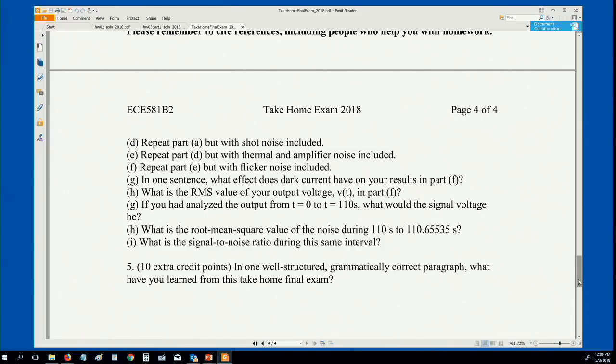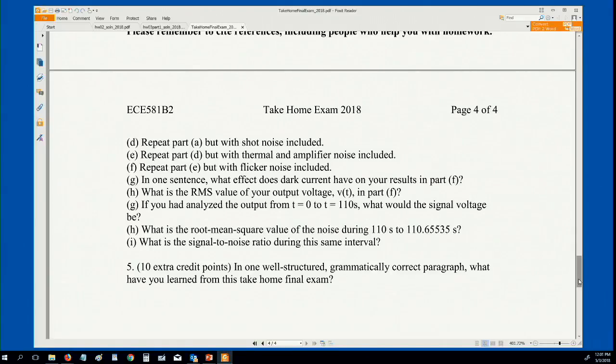Part A was the signal only, no noise. So now I want to go back and I want you to plot the voltage output with shot noise plus the signal. I then want you to plot the output with not only shot noise but thermal noise added in. So notice that this refers to this one, repeating D, okay? Then I want you to do this previous one with thermal and shot noise but also add flicker noise in. That's what refers to part E. In one sentence, I want you to tell me what effect the dark current has on the results you observe here in F. Kind of similar questions as before.